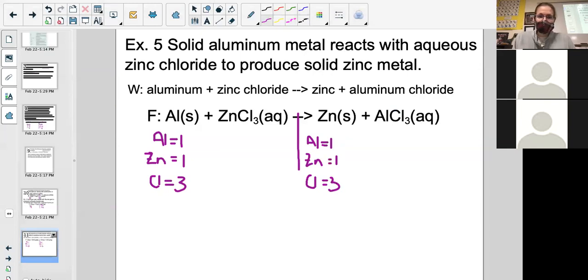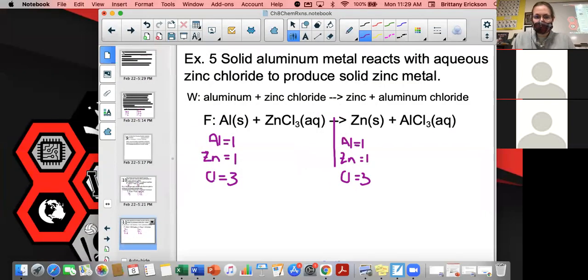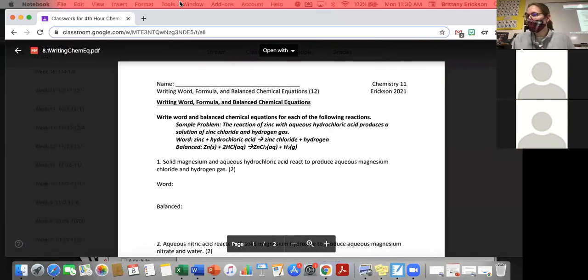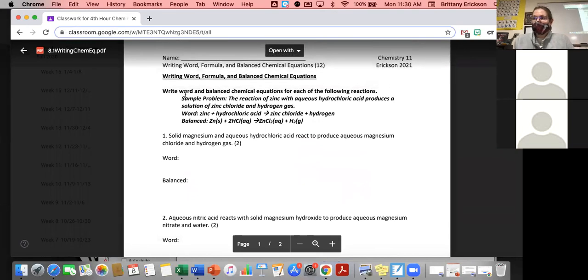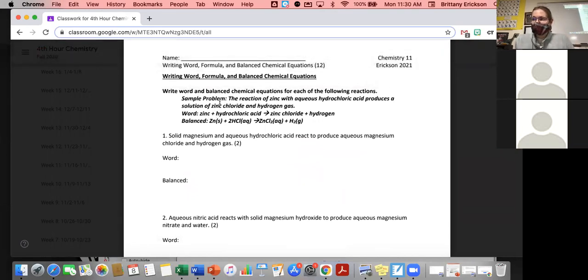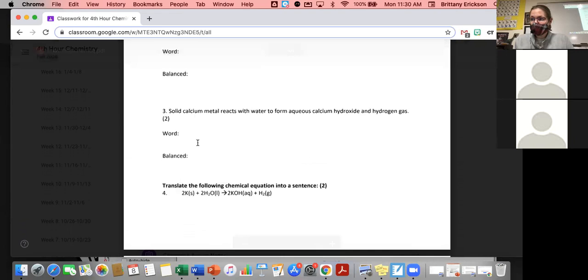Okay, so I want to pull up the homework, which just posted. Okay, so this is what your assignment looks like. I give an example up here. It says write the word and balanced chemical equations. So there's the word, there's the balanced equation with the states. So it looks like you're going to be doing 1, 2, 3 of these.